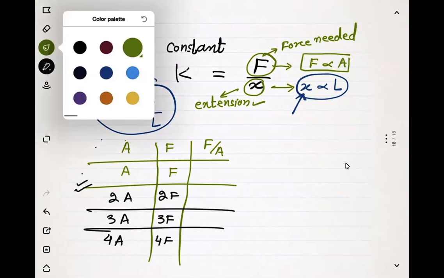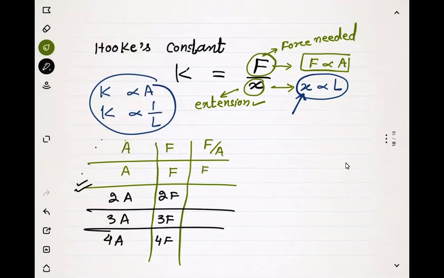Now, if you divide F over A, this would become 2F over 2A, this would become 3F over 3A, this would become 4F over 4A. So every time, even if the area is changing, the F over A remains constant. Because if the area becomes double, then the force needed for the same extension also becomes double. And this quantity F over A, which is called stress, is not depending on the area.